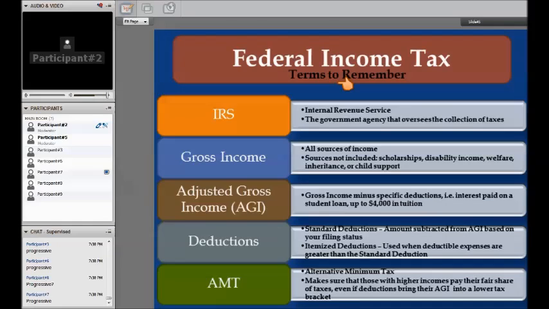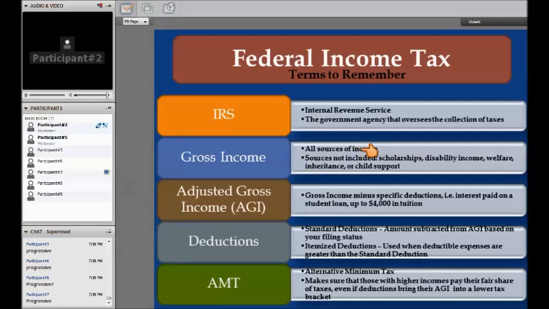Okay, here are some terms to remember for federal income tax. The IRS is the government agency that oversees the collection of taxes. It's called the Internal Revenue Service. So when we're paying our taxes, they're getting sent to the IRS. When we file our taxes, it gets sent to the IRS. They are the ones who oversee the collection of taxes.